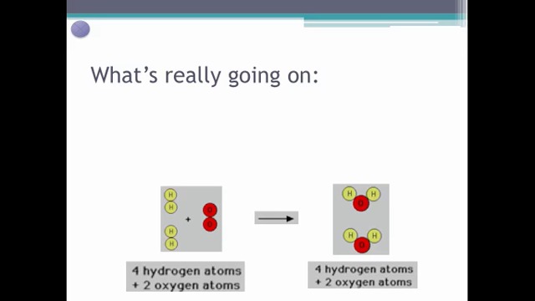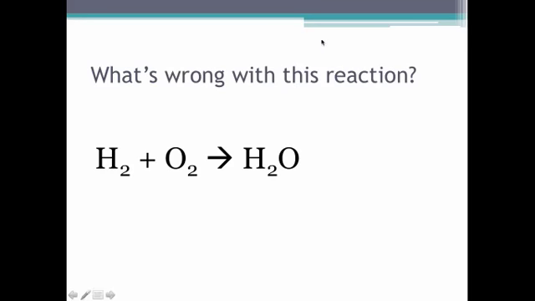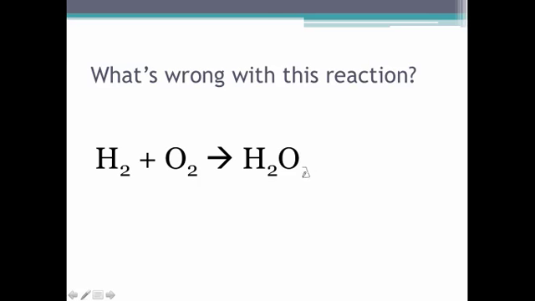Now you might be tempted to say, well, alright, what I can do to fix up this equation is put a 2 here, like that. Now you can't do that because you've actually changed the compound. We are saying here that these two things are reacting to form water, not H2O2. This is actually a completely different compound.